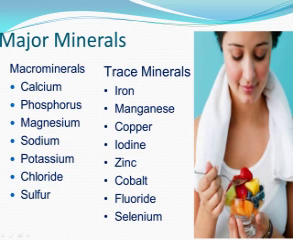Macro and trace. The two kinds of minerals are macrominerals and trace minerals. Macro means large in the Greek, and the body needs larger amounts of macrominerals than trace minerals. The macromineral group is made up of calcium, phosphorus, magnesium, sodium, potassium, chloride, and sulfur.